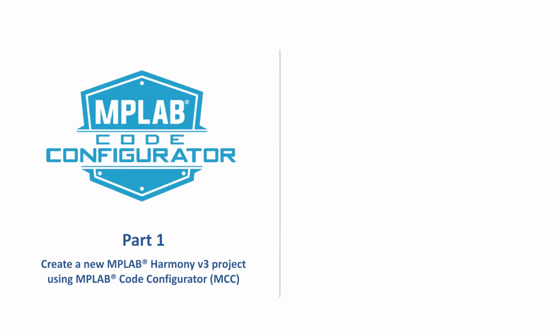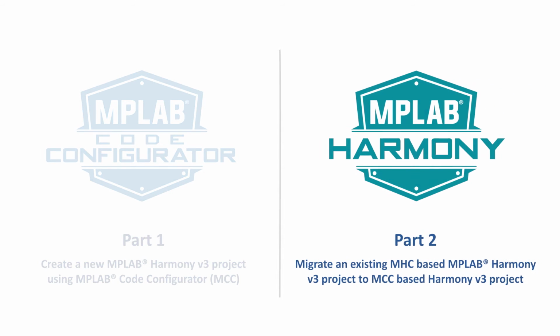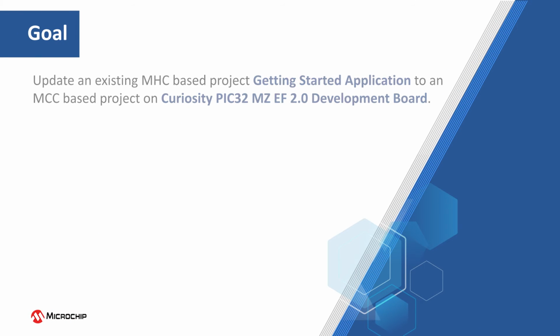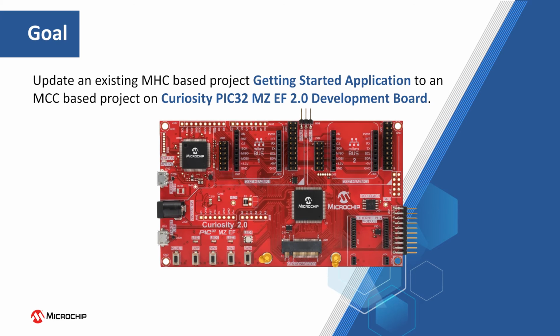That completes the first part of the video. Now let's demonstrate how to migrate an existing MHC-based MPLAB Harmony version 3 project to an MCC-based Harmony version 3 project. Our goal is to update and configure an existing MHC-based project, getting started application, to an MCC-based project on the Curiosity PIC32MZ EF 2.0 development board.